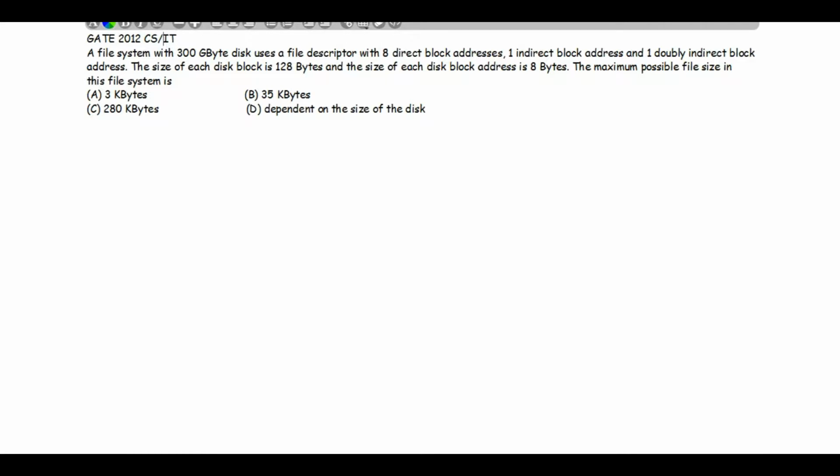So this question was asked in GATE 2012 CSIT paper. A file system with 300 GB disk uses a file descriptor with 8 direct block address, 1 indirect block address and 1 doubly indirect block address. The size of each disk block is 128 bytes and the size of each disk block address is 8 bytes. The maximum possible file size in this system is.